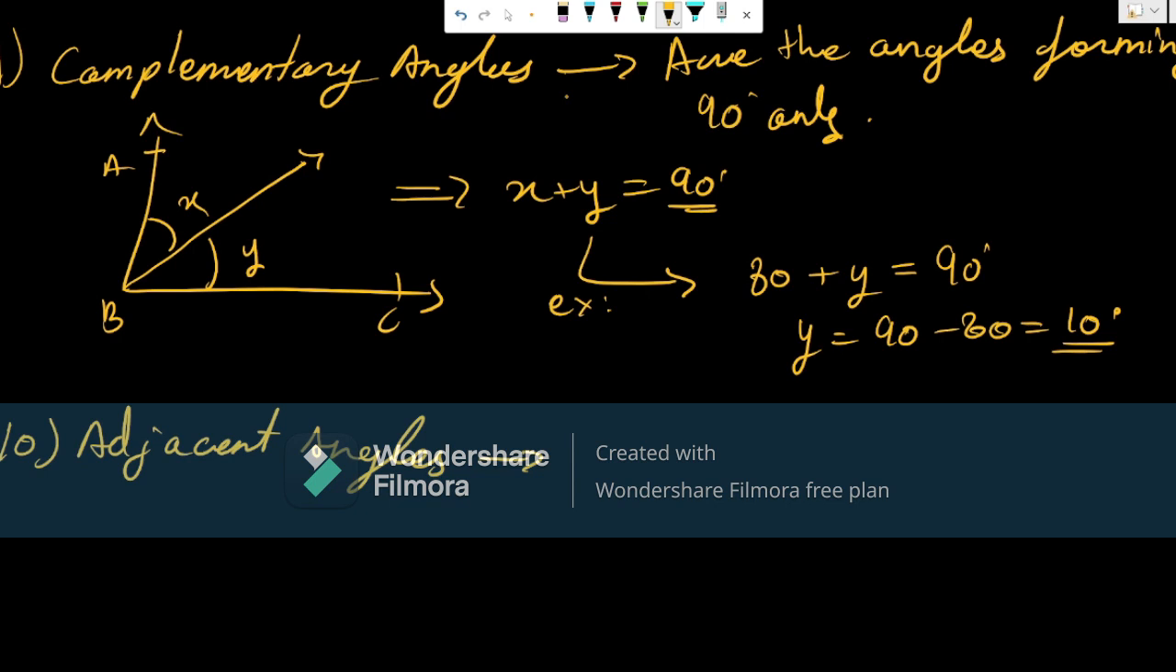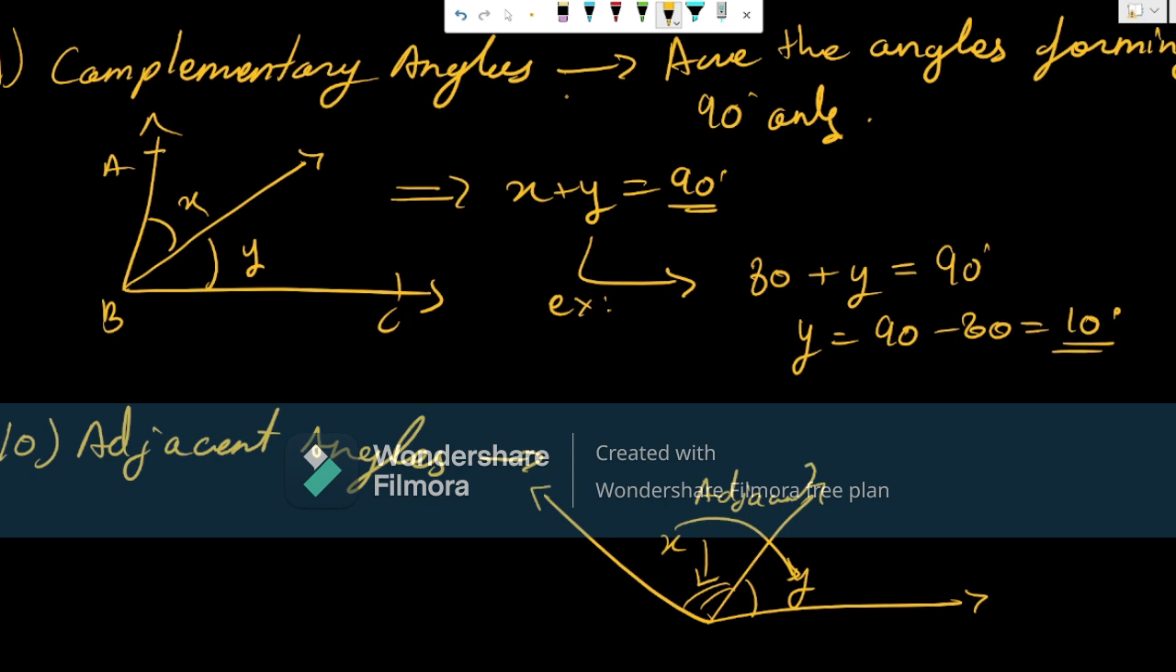Suppose I have this line over here. Now you can see this angle is adjacent. Let's name it x and this one is y. These two angles are adjacent to each other because they have something in common. They have one point which is common, that is B. Let this be A and let this be C. Both of these arms, AB and BC, are going in different directions, but they have one common point from where they are extending to infinite lengths. That is why they are called adjacent angles.